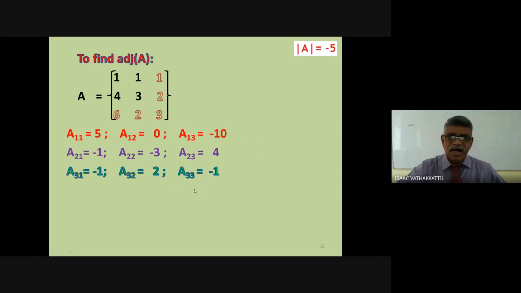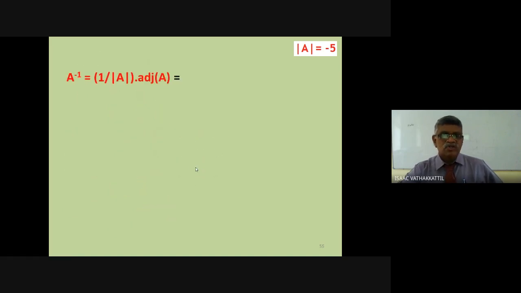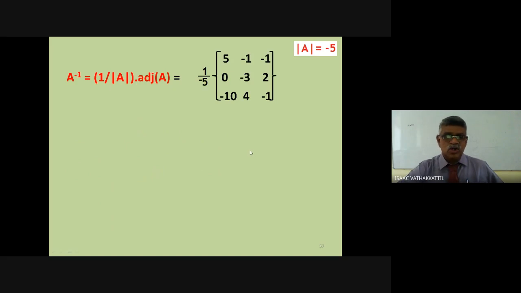Now, how to find the adjoint? Either we write the cofactor matrix and take transpose, or we directly write whatever we found row wise in column wise. 5, 0, minus 10, first column; minus 1, minus 3, 4, second column; minus 1, 2, minus 1, third column. Now, having got adjoint, what is now A inverse? A inverse will be 1 by determinant A into adjoint of A. We keep 1 by determinant A, 1 by minus 5 outside. We'll take inside at the last.